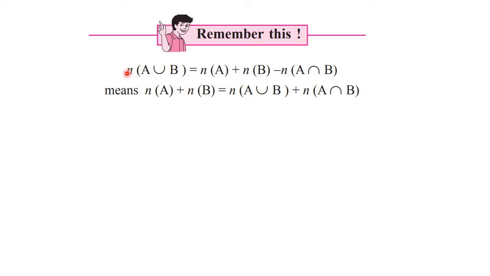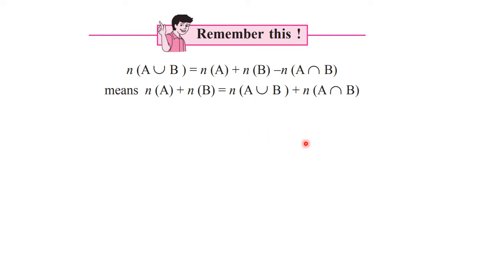By transforming this formula we get various other formulas. If we want n of A intersection B, then you can bring that to the LHS and take the other term to the RHS. So the formula can be: n of A intersection B is equal to n of A plus n of B minus n of A union B. Simply by doing the transformations you can write it like this. I hope you have understood this. If you have not understood, please watch the previous video again.